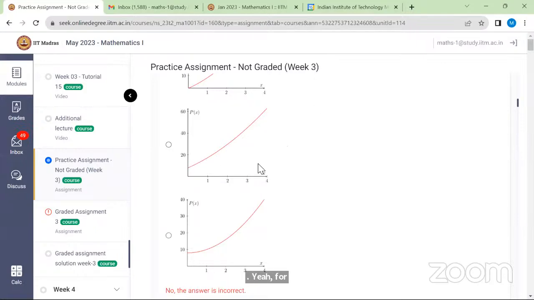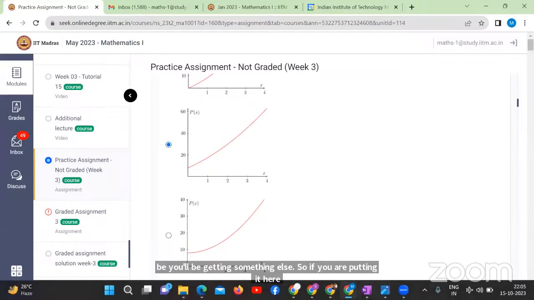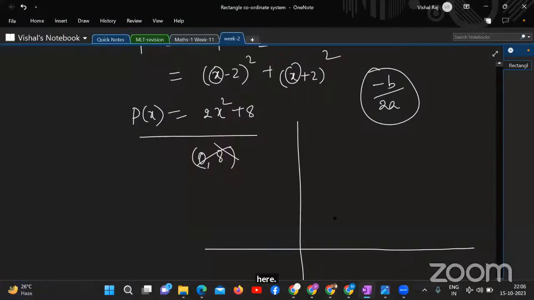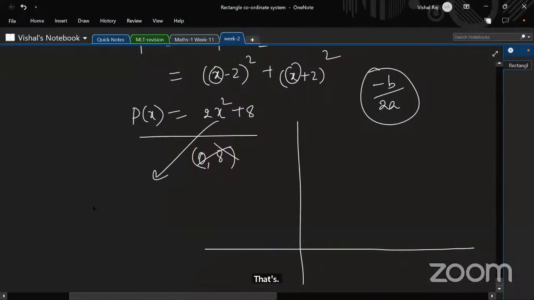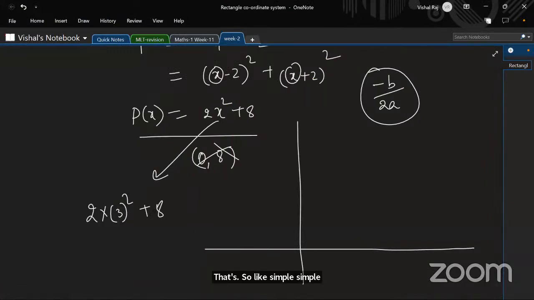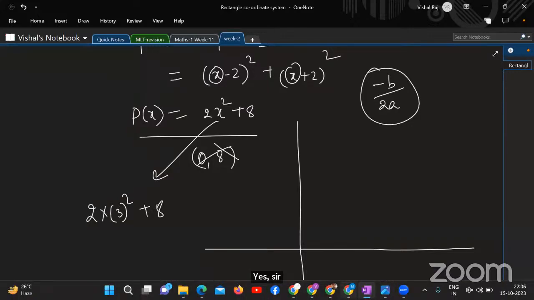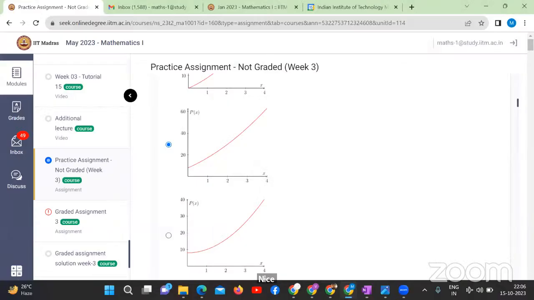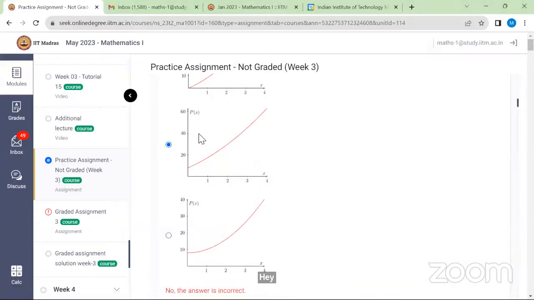If you put it in the fourth equation and substitute, we'll get it correctly. For simplicity, you can just put 3 here. If you are putting 3 in the equation, what is the value you are getting? 2 into 9 is 18, plus 8, that is 26. From the graph you are getting something more than 40, right? I guess this is not correct.